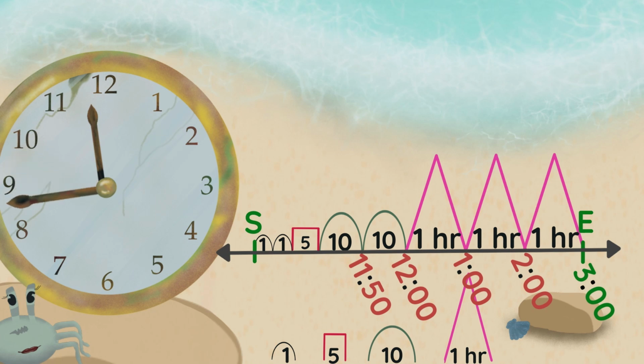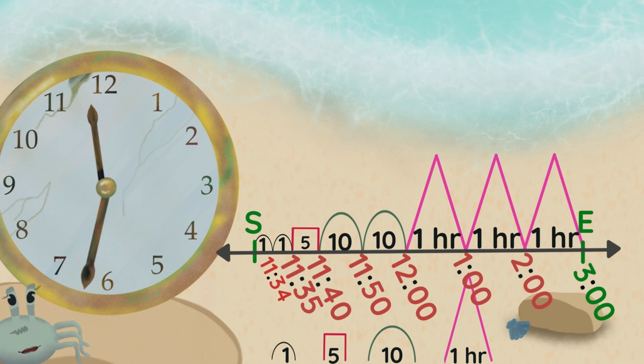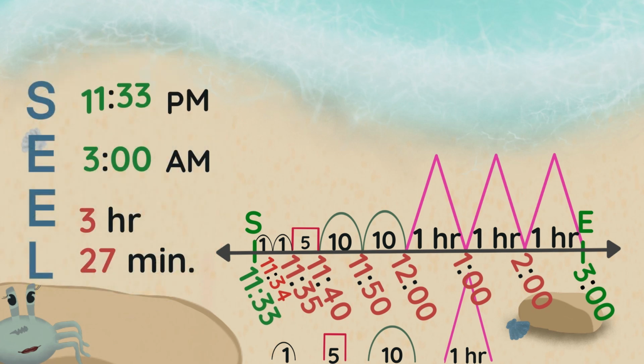11:50 minus 10 is 11:40. 11:40 minus 5 is 11:35. Finally, we can subtract the last 2 minutes. 11:34, 11:33. Philip started building his new home at 11:33 p.m.